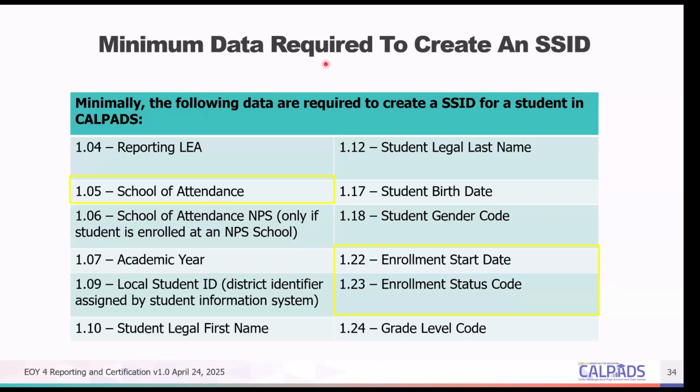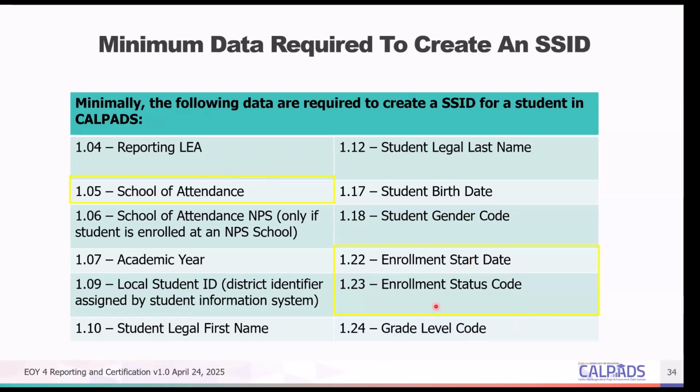So here are the minimum data requirements. You have your reporting LEA, you have the school of attendance, and then of course the NPS if applicable, the academic year, your local student ID, which your system can auto-generate, the student's legal first name, last name, birthday, gender, enrollment start date, status code, and grade level code. So these are the minimum requirements.